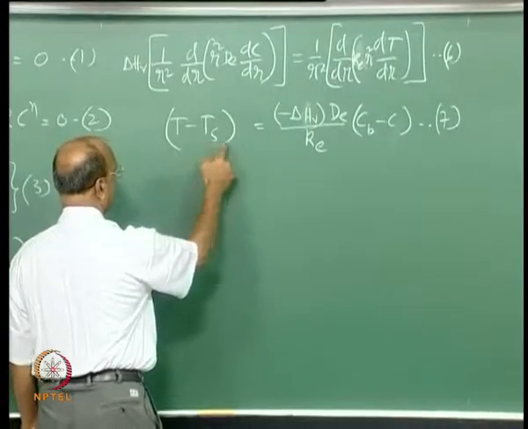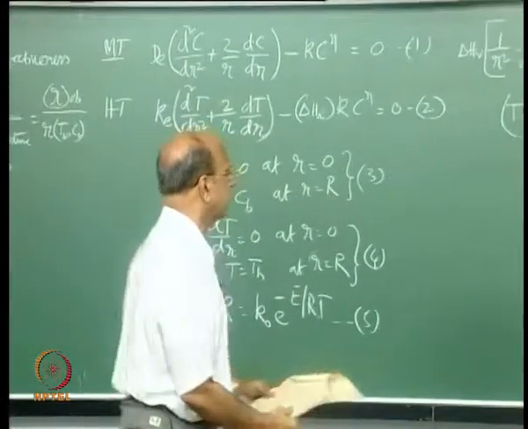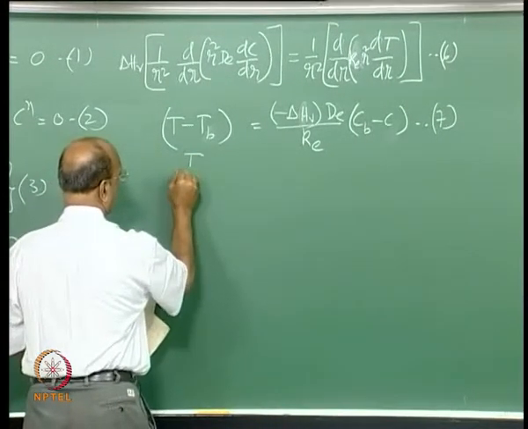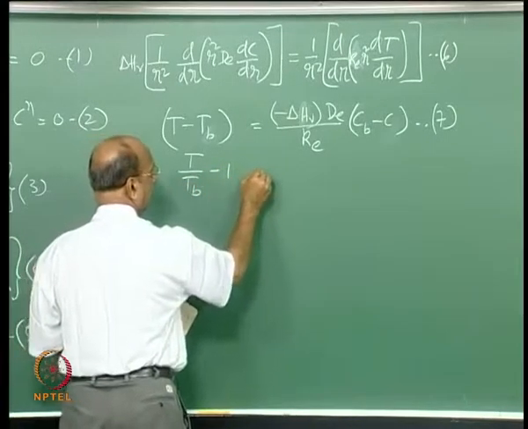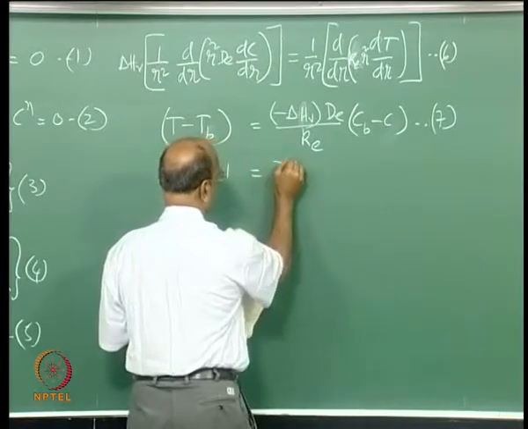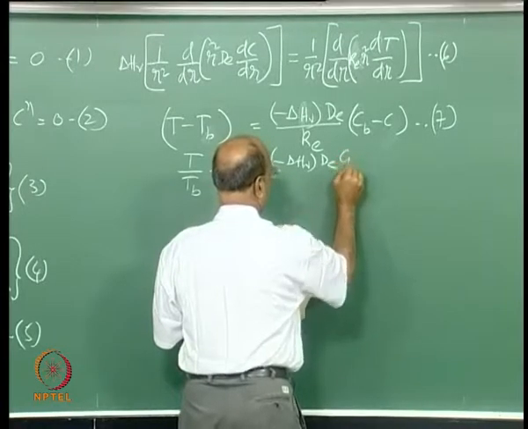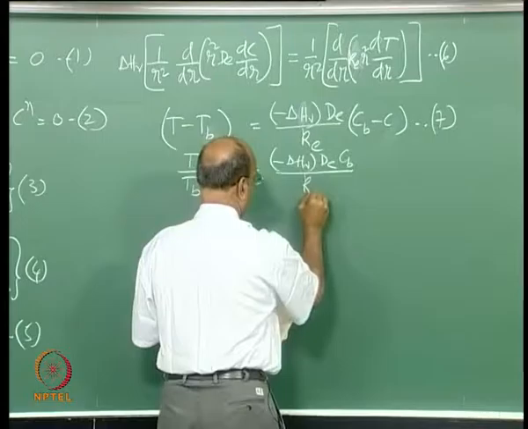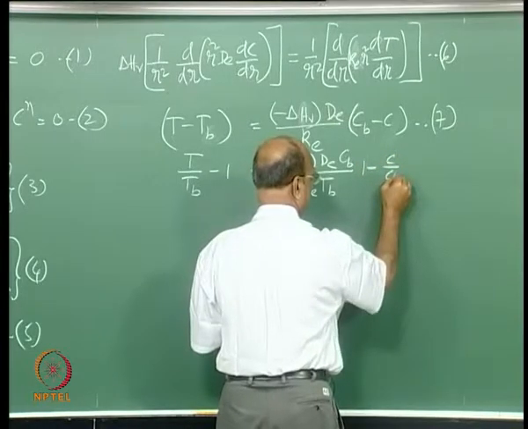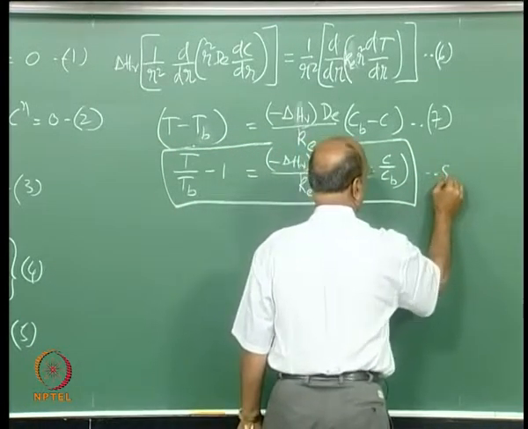Okay. So one more step before going to that empirical graph is this. This also can be written if I divide by T_B. We are using consistently T_B, where T_B equal to T_S. Okay. So this is the equation. Now if I solve this also, T by T_B minus 1 equal to minus delta H_R D_E, I also have C_B, K_E T_B, into 1 minus C by C_B. This is another equation, equation 8.